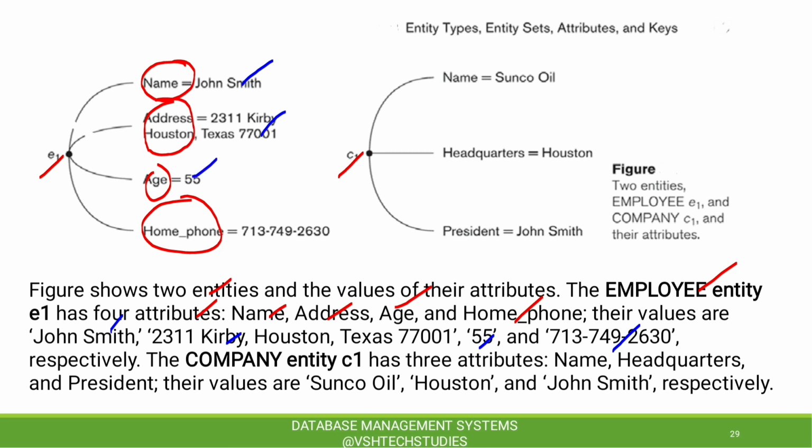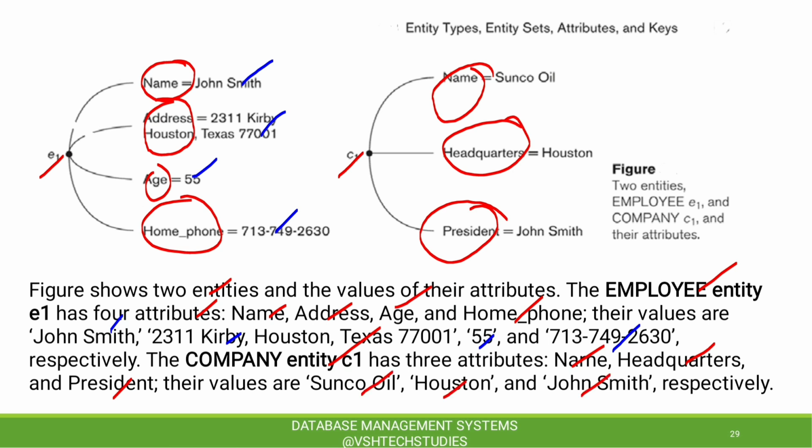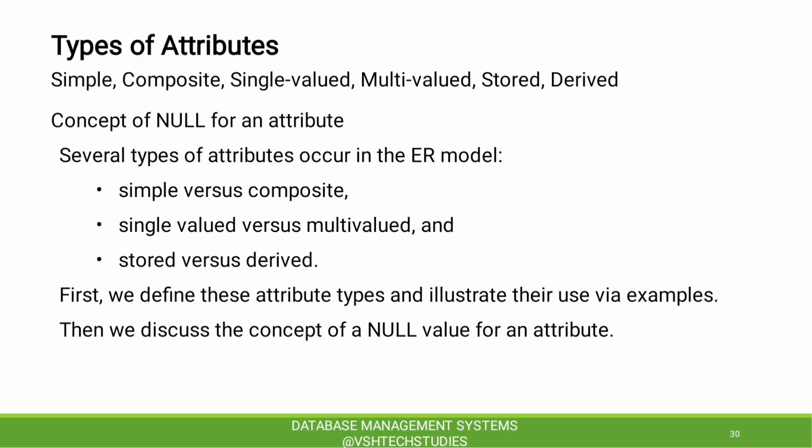Here values are shown. Similarly, for company entity C1 there are three attributes, name, headquarters and president, and their values are Sunco Oil, Houston, John Smith respectively. So the values are shown here. Okay. So this figure is showing two entities, employee E1 and company C1 and their attributes. Next we shall discuss what are the different types of attributes.